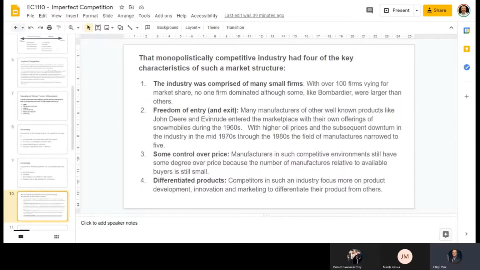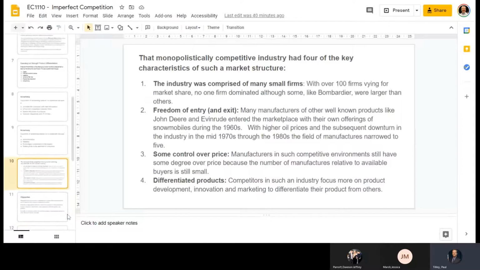They had some degree of control over price. Manufacturers in these competitive environments still have some degree of price control because the number of manufacturers is not infinite. It's relatively small. Even with 100 manufacturers, for example, there is a price range. And the key thing with monopolistic competition, as we've just spoken about, is this idea of differentiation. We've got to make our product stand out from our competitors.